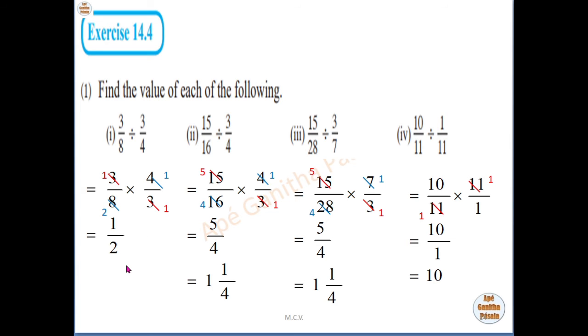Denominator 1 you don't have to write, like in this one. Denominator 1 means 10 divided by 1 means 10. Same. That is why we don't write that. But here you have to write.